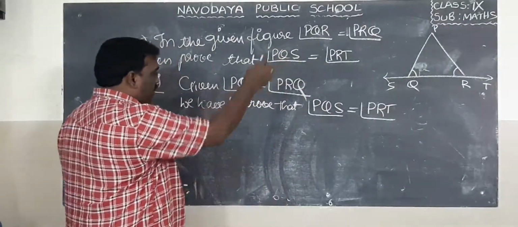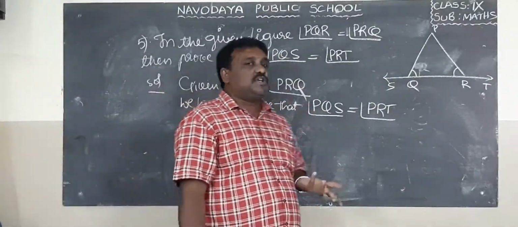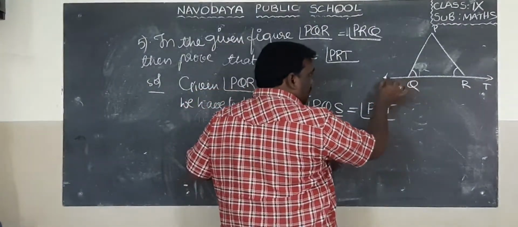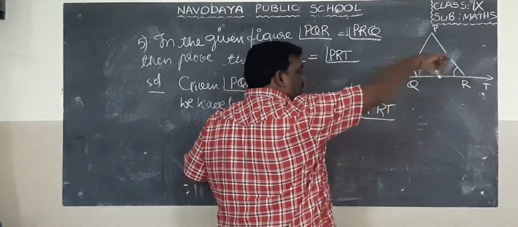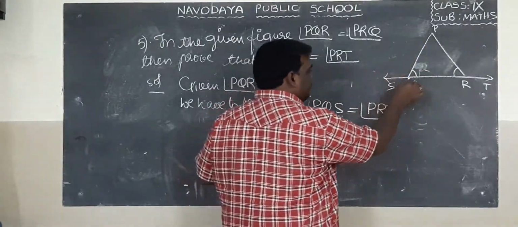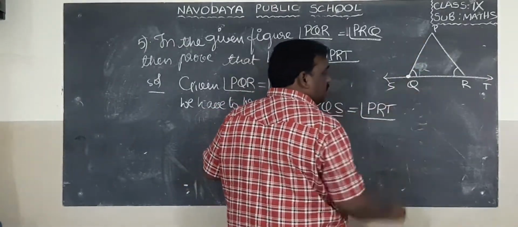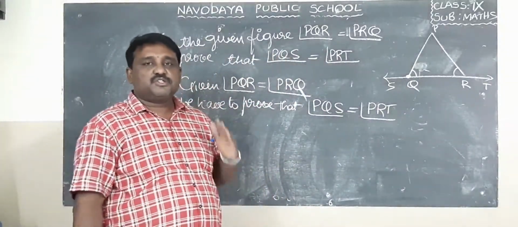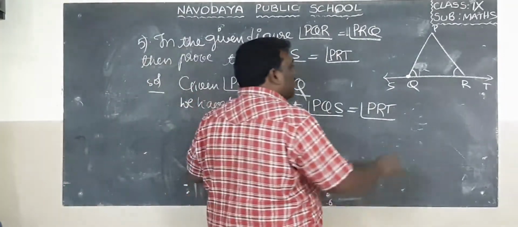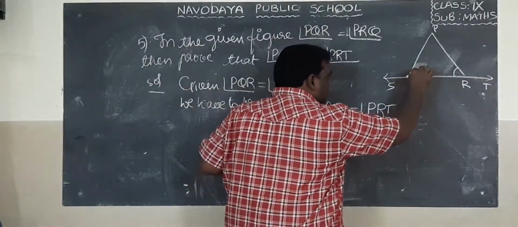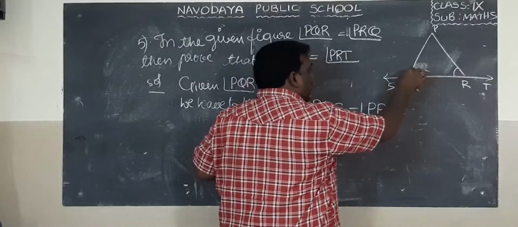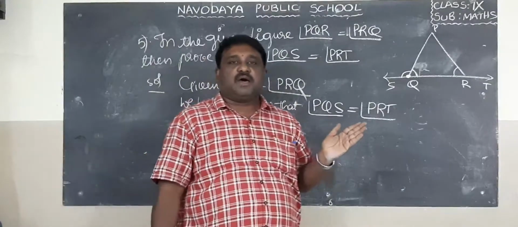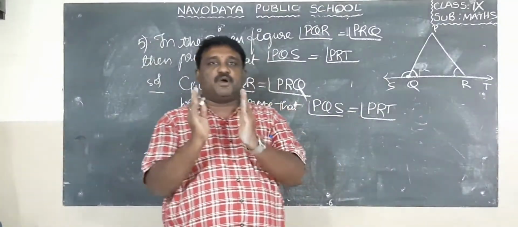Okay na? Now observe the diagram. What is your observation about the diagram? Straight line is there. PQR is a triangle. See everything. At Q, there is a formation of two angles. Two angles are there at Q. What are the two angles? Angle PQR, angle PQS. See the diagram. Diagram plays an important role.